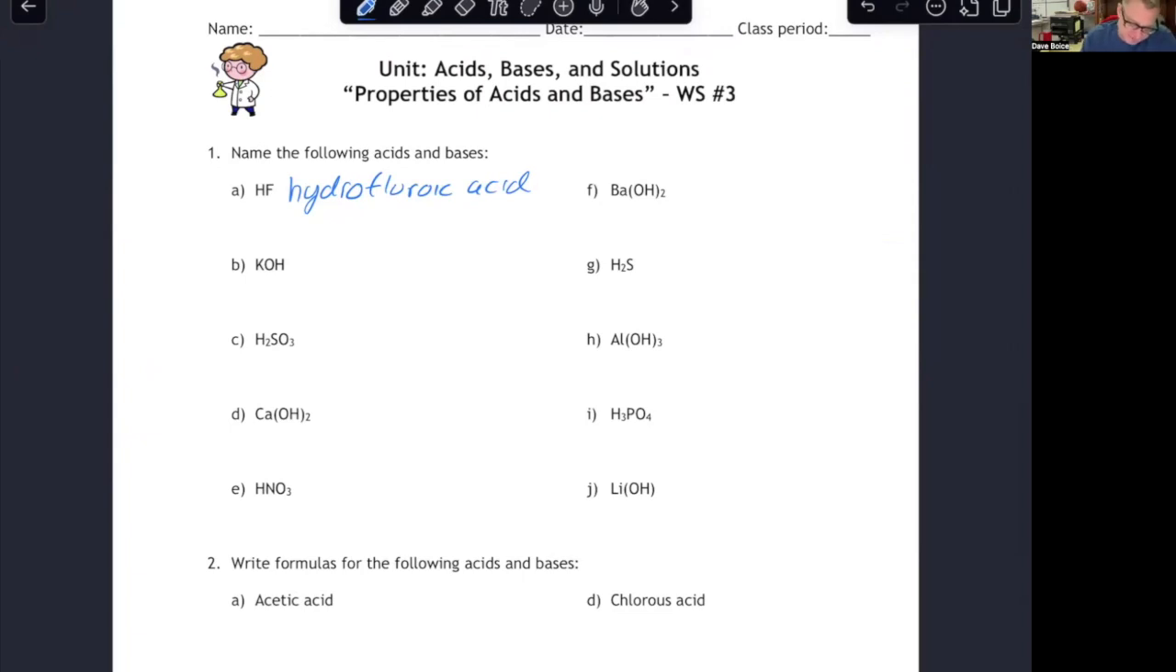Okay, here we have barium and we have hydroxide. So this is a base and it's just simply called barium hydroxide. Cool. Okay, we have potassium and hydroxide. So again, another base.